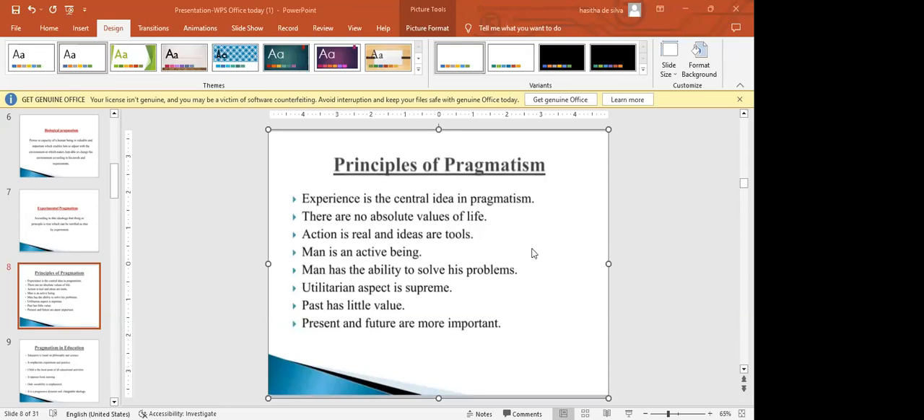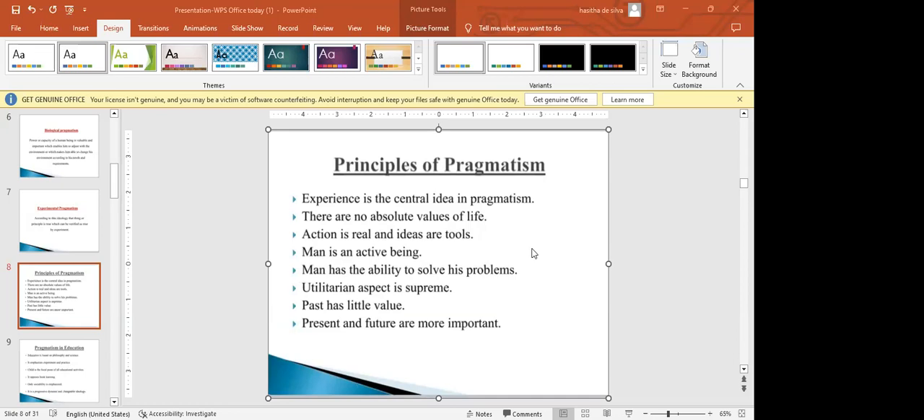The rejection of absolute values does not necessarily lead to moral relativism, where any value or action is deemed equally valid. It simply highlights the recognition that values are subject to ongoing examination. This perspective encourages individuals to take responsibility for their own moral choices and to engage in ethical decision making based on careful consideration of the consequences, context, and perspectives involved.